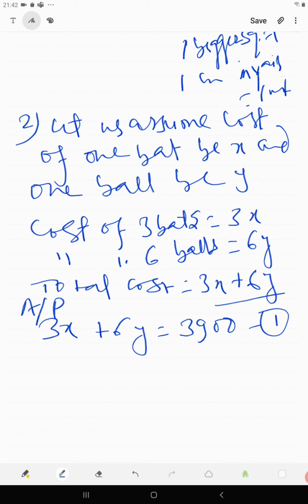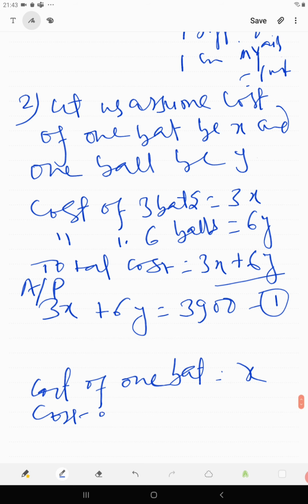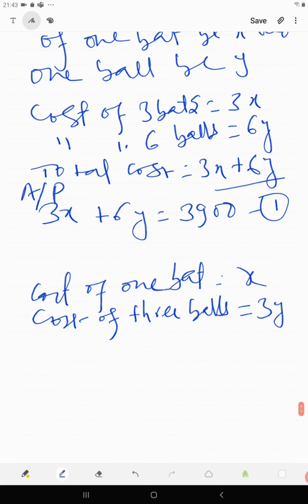Now let's do the second equation. What he is saying is, later on she buys another bat and 3 more balls. Another bat means he bought 1 bat. So the cost of 1 bat will be x. We have already assumed it, right? So that will be x only. And the cost of 3 balls will be 3y, because 1 ball is y, so 3 balls will be 3 into y.